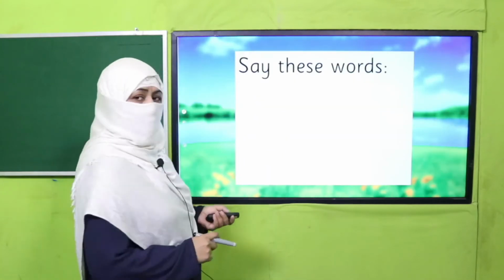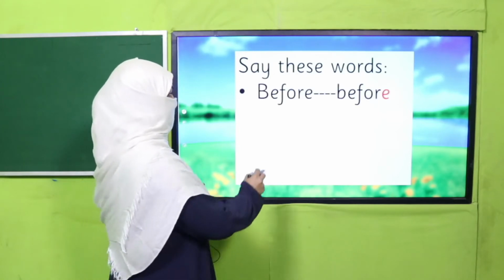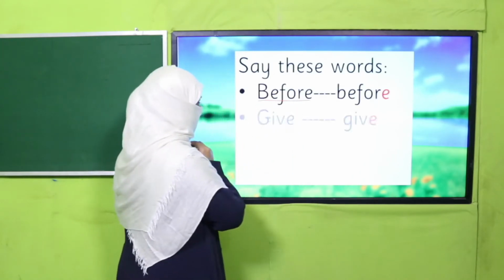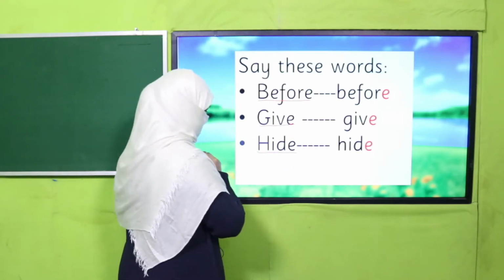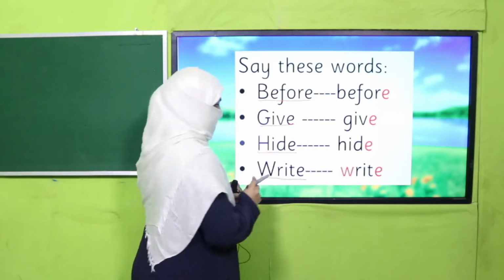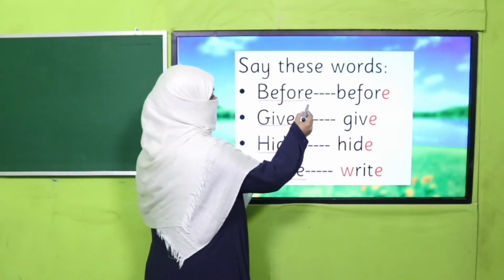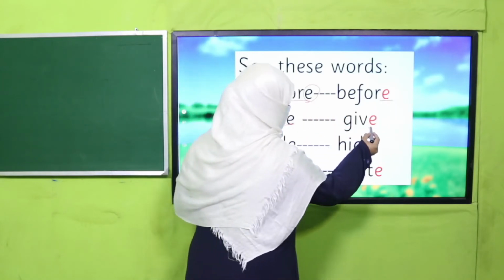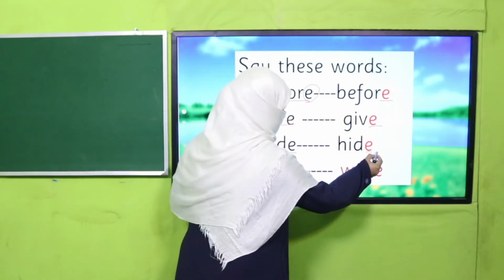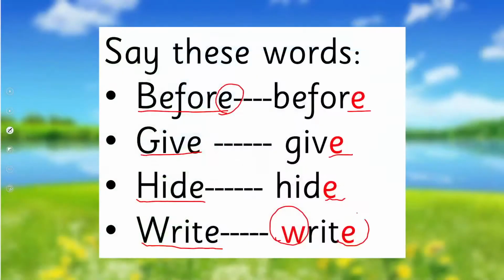So, all of you say these words with me. Before, give, hide, write. Yes, my dear children, have you noticed this letter E is there, but we don't say it. This E is there, but we don't say it. And in this word, there are two letters which are present, but we don't pronounce these letters.